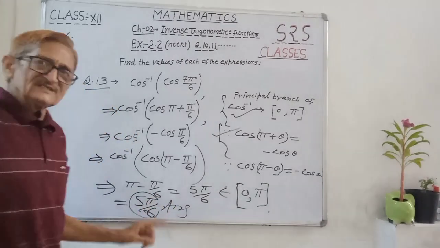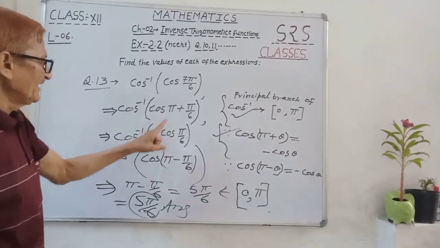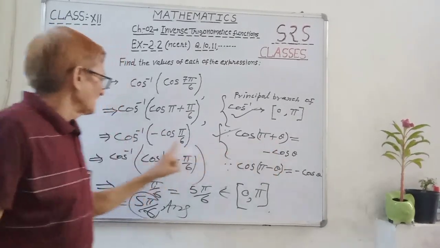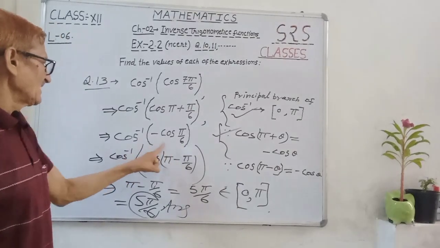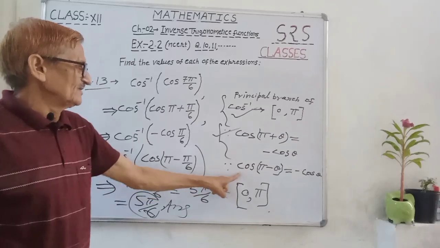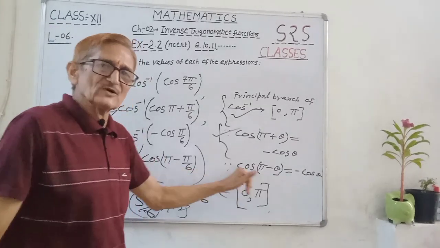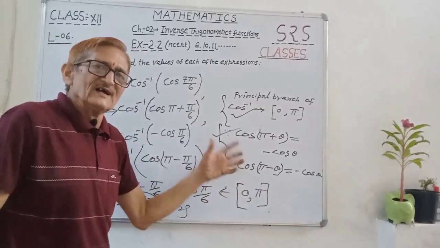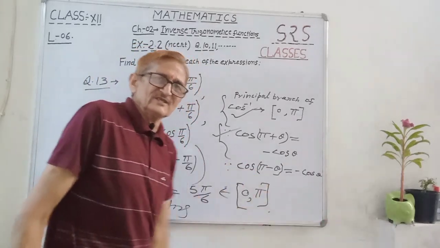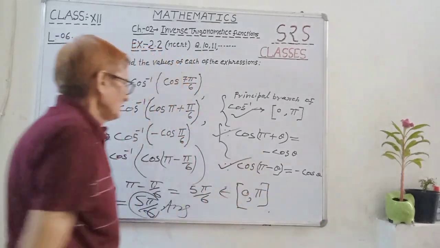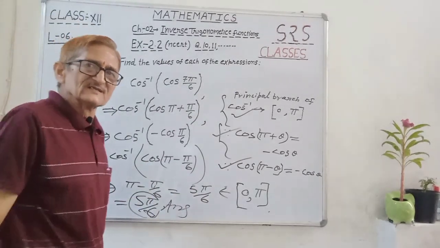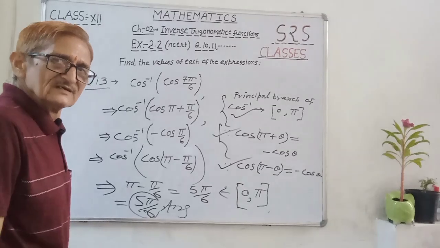Answer. Understand, this is an important question, because the important point here is cos pi plus theta is minus cos theta, and then it is not in the branch, so we can't leave it, and again we write minus cos theta in the second quadrant as cos pi minus theta, because in the second quadrant cos output is negative. So use this formula and convert it into cos pi minus pi by 6. Understood?